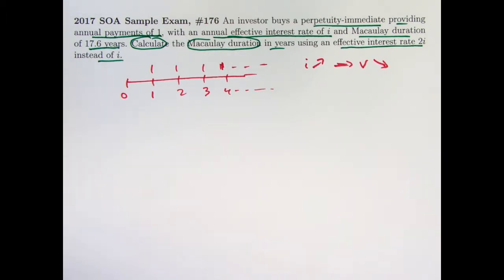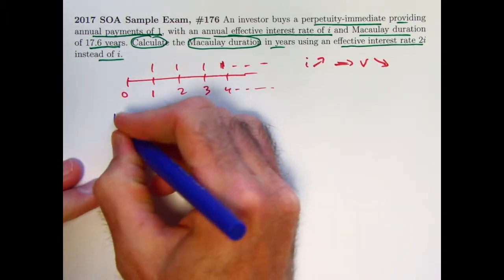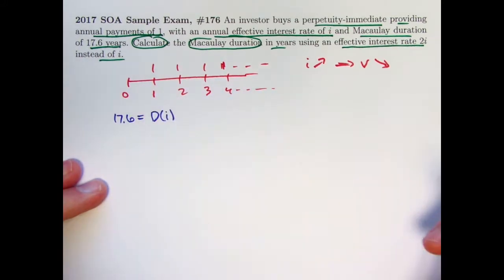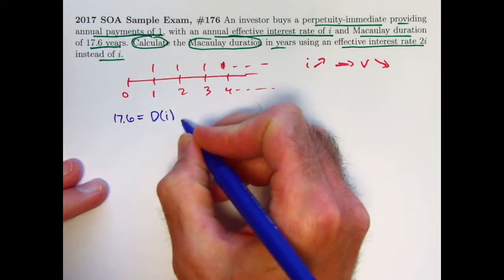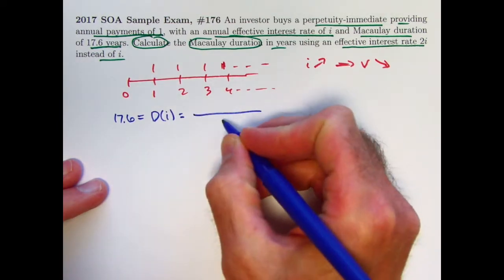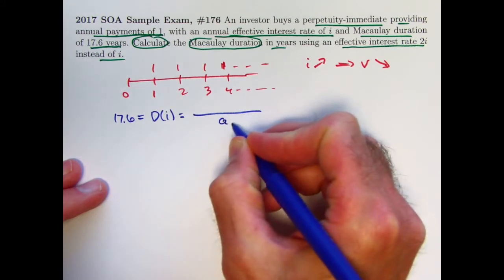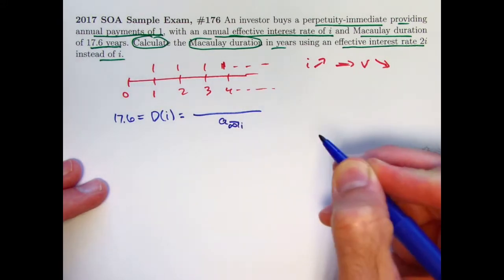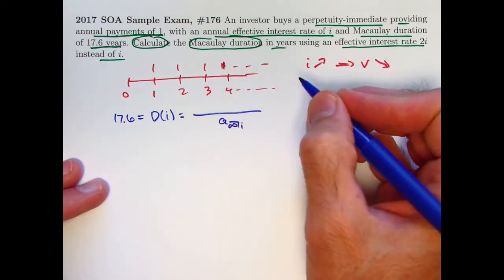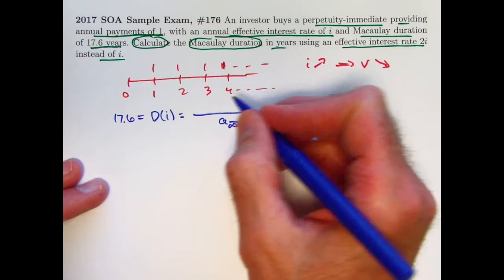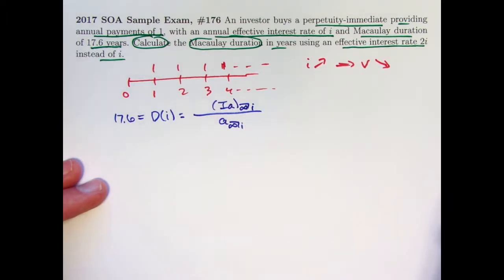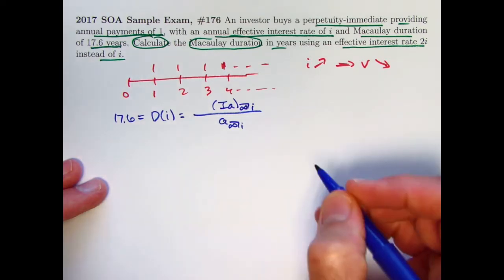So what are we given? We're given that 17.6 is the duration at interest rate i. I could call that d of i if I like. And we have seen that that is a ratio where the bottom of the fraction is the present value of the entire payment stream. That would be A infinity in this case. And the top is not the present value of the entire payment stream as is, but instead really the present value of an increasing annuity, IA infinity in this case, because this is a perpetuity, these go on forever.